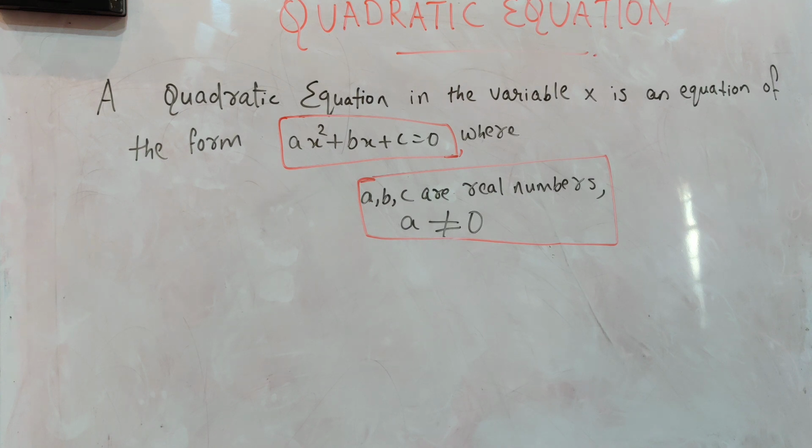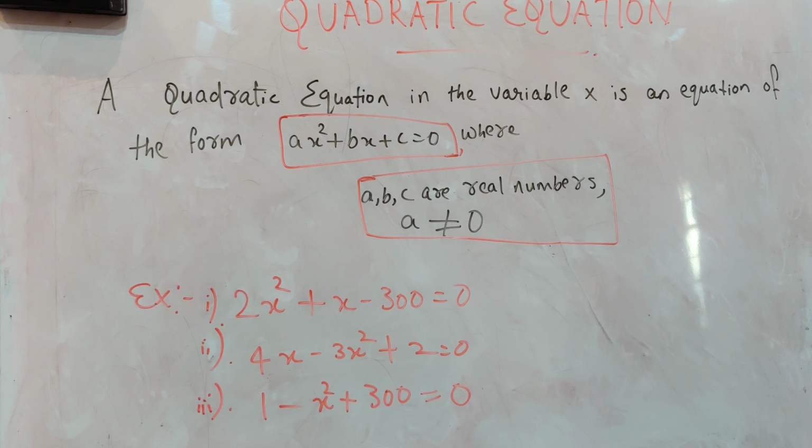So what is a quadratic equation? A quadratic equation in the variable x is an equation of the form ax square plus bx plus c equal to 0, which is very important, provided a, b, c are real numbers and a is not equal to 0. So this is the definition of a quadratic equation. I hope you got the definition, and we can write some examples.